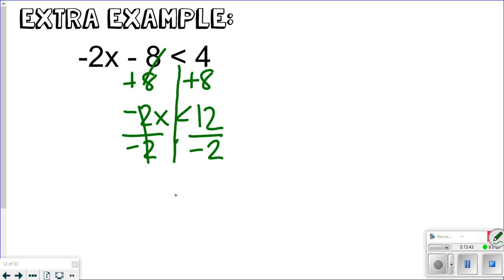These cancel. What happens every time we divide by a negative? We need to switch our sign, our symbol. 12 divided by negative 2 is negative 6.